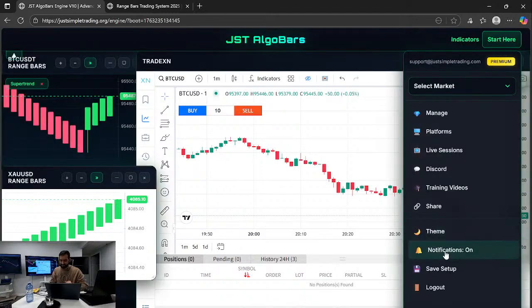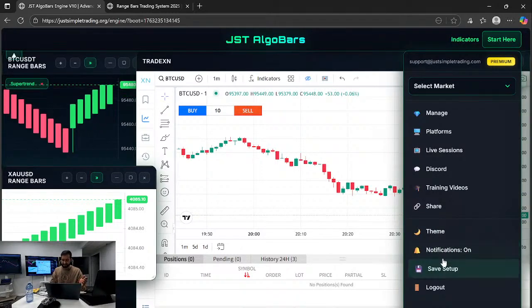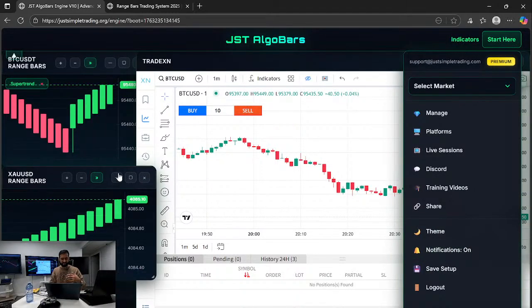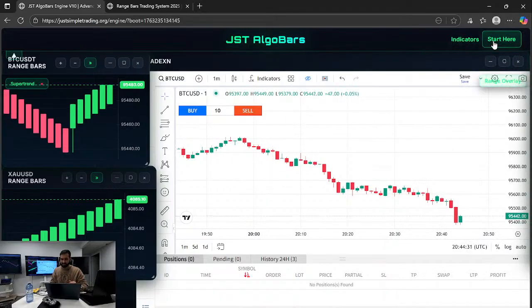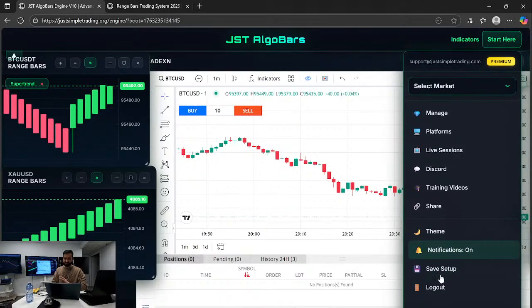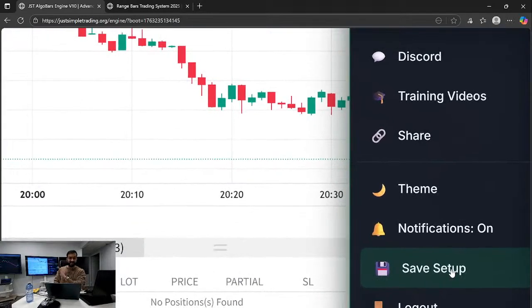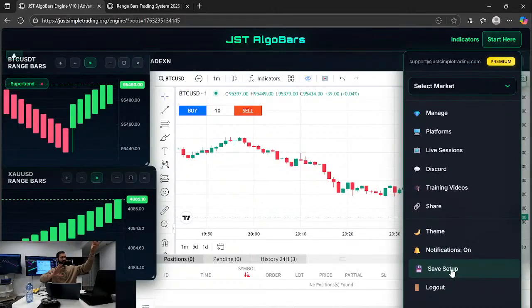So it's all there. Now the notifications, obviously you get notified whenever someone subscribes. But you can turn that off. And now save setup. Let's say you've set your range bars, you've set your trading platform, you love your setup. Click save setup. It'll save it. Okay, so next time you log in, you don't have to do everything again. Okay, so it's all there. All right, there we go.